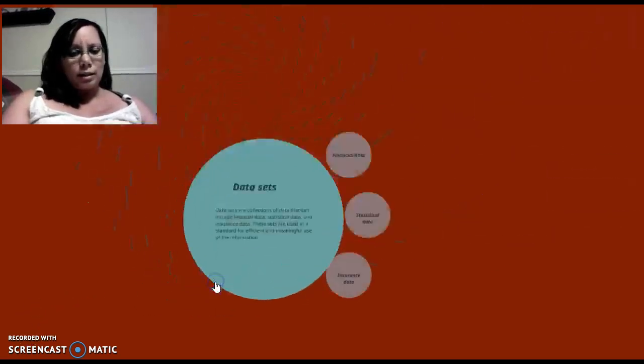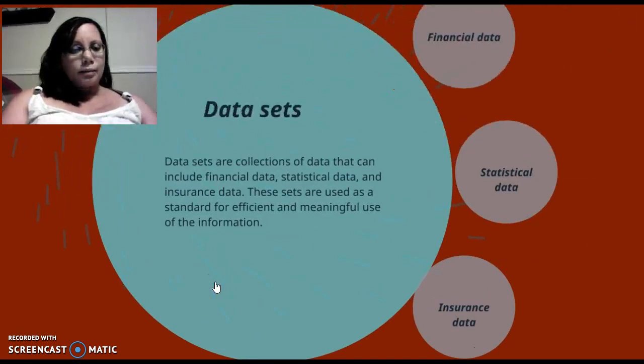So we're going to go to this data sets slide. As you can see, data sets are collections of data that can include financial data, statistical data, and insurance data. These sets are used as standards for efficient and meaningful use of the information. So this data is collected for reasons. It's not just collected because people say, hey, let's collect this useful data. No, it's used for a specific reason.